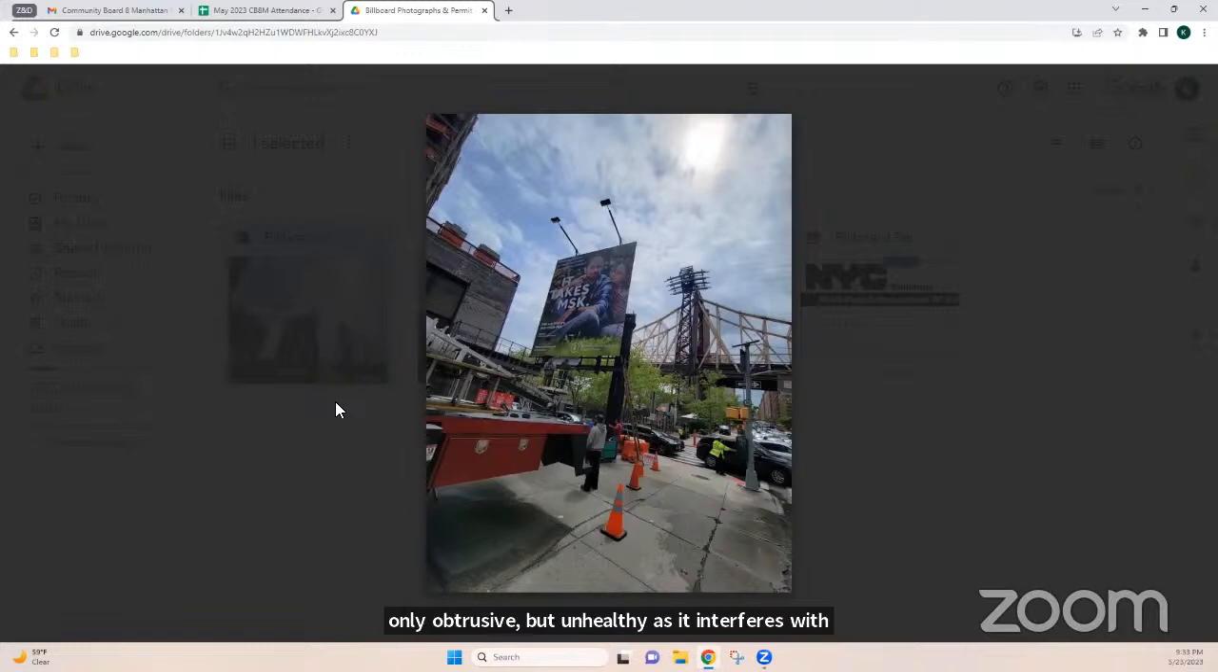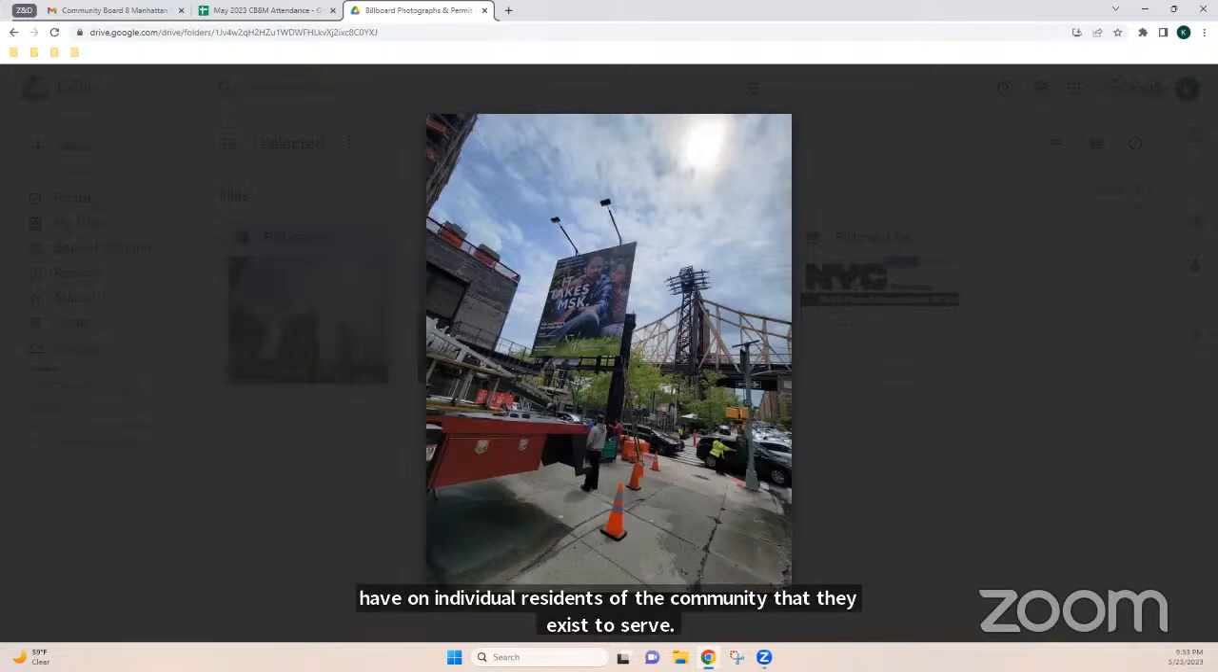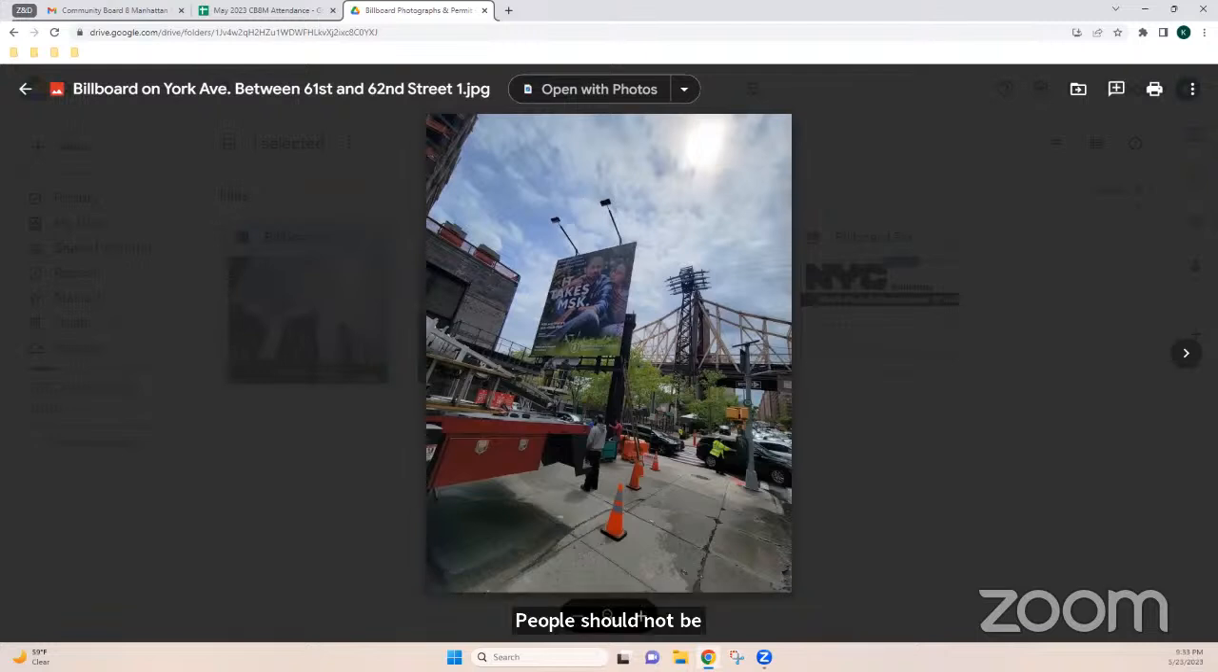I think we have to understand that while it is legal for the billboard to be at that location, there is an important moral issue to consider. Our large institutions have to be considerate of the adverse, albeit unintentional impact that their actions can have on individual residents of the community that they exist to serve. People should not be subjected to disruptive and overwhelming intrusions in their lives. Therefore, we respectfully request that the Bentley Hotel, in its effort to continue to be the good neighbor that it has always been, remove the lighted billboard from their property for the benefit of the community.